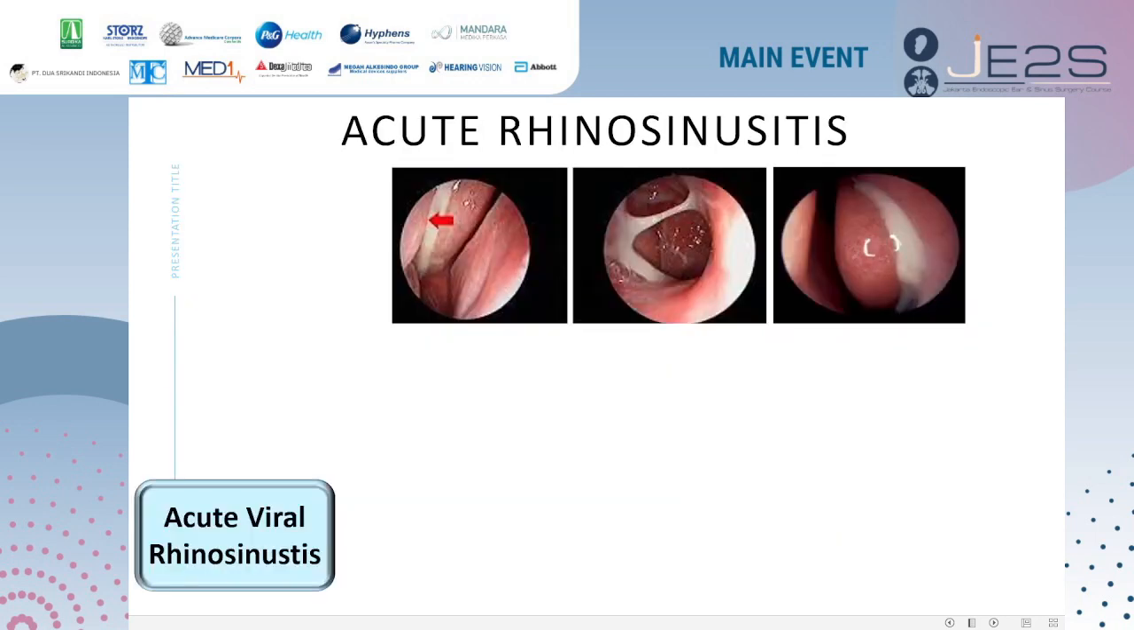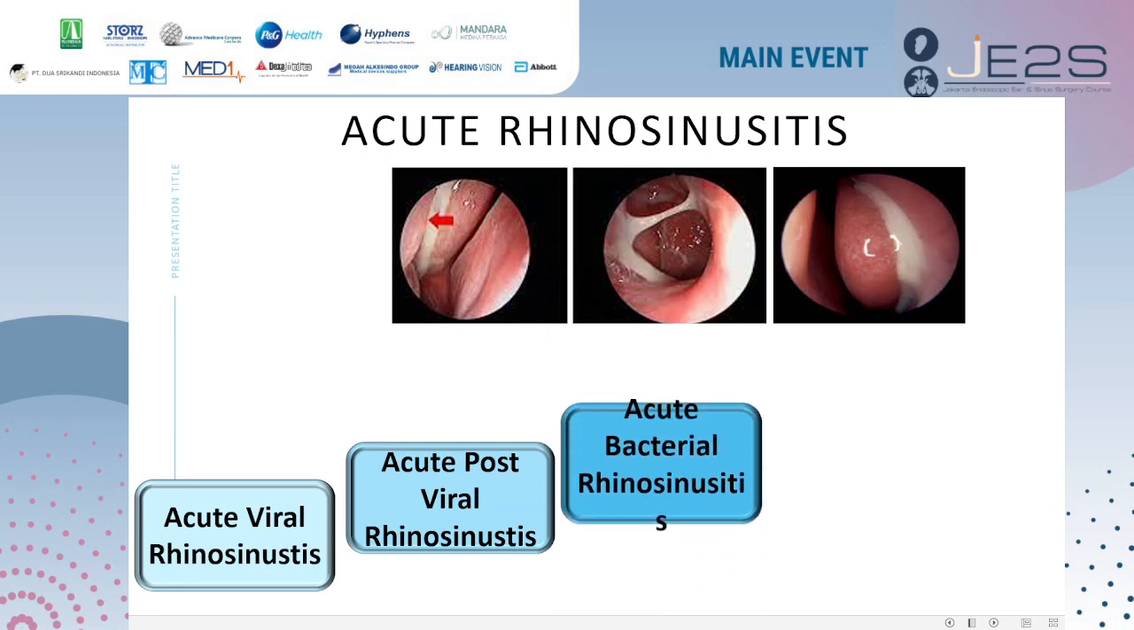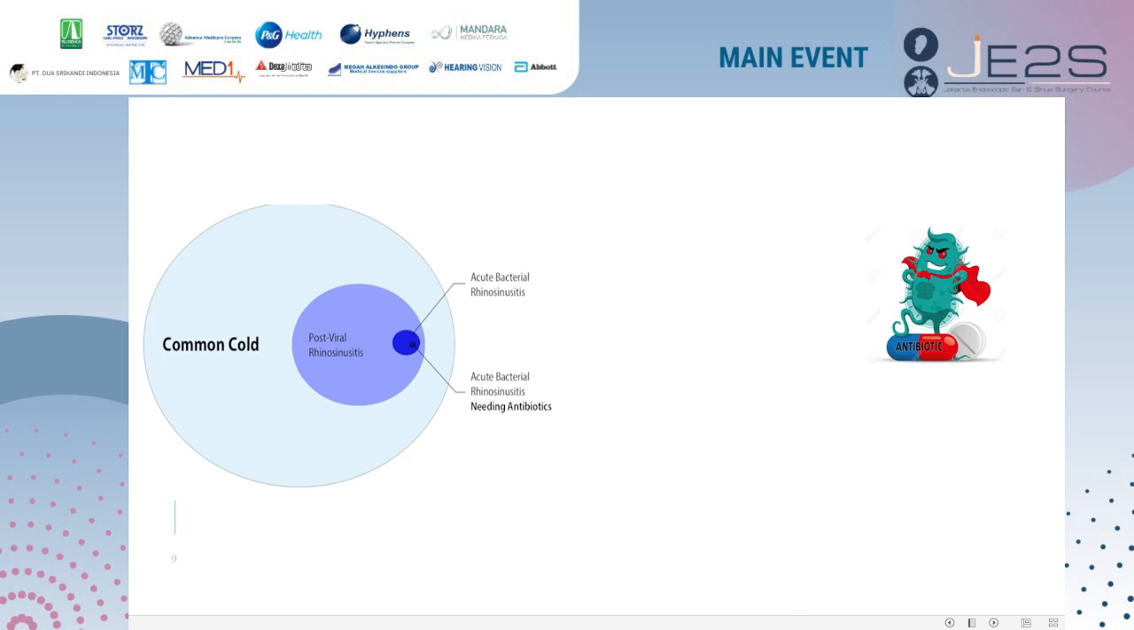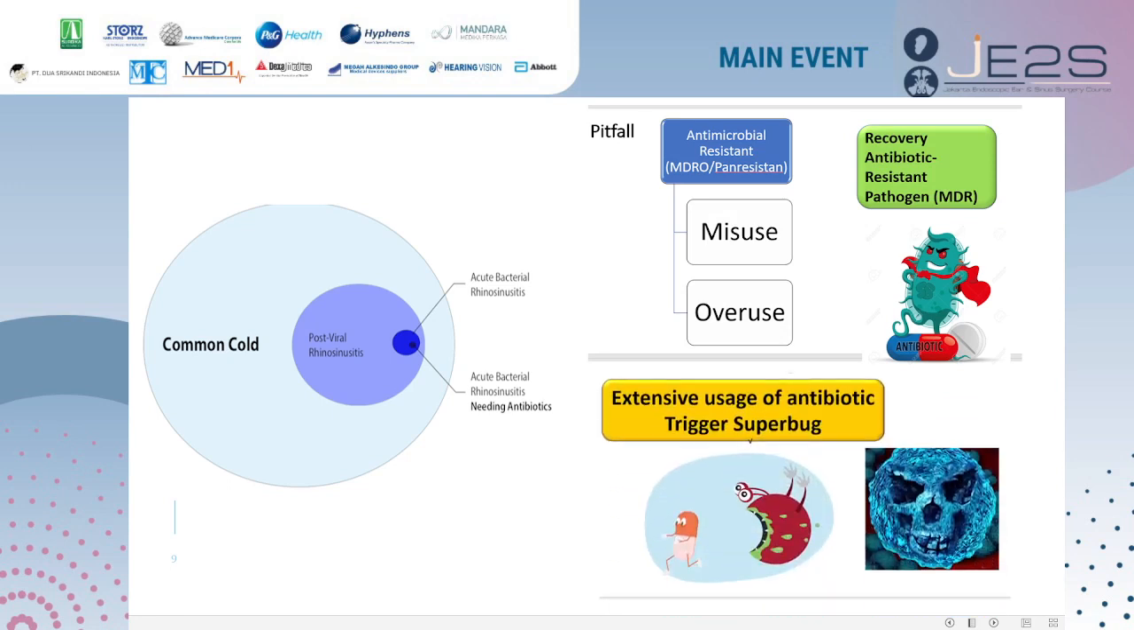In acute rhinosinusitis, there are four phenotypes: acute viral rhinosinusitis, acute post-viral, acute bacterial, and acute recurrent rhinosinusitis. Why do we have to differentiate all of these phenotypes? Because, as we know, there is such extensive use of antibiotics, especially for acute rhinosinusitis. Based on the pathophysiology, we already know that only limited cases will progress to bacterial infection. Most acute rhinosinusitis is only viral infection or post-viral infection. So there is a lot of misuse or overuse of antibiotics that triggers superbug bacteria.